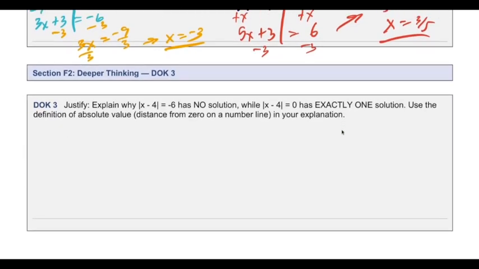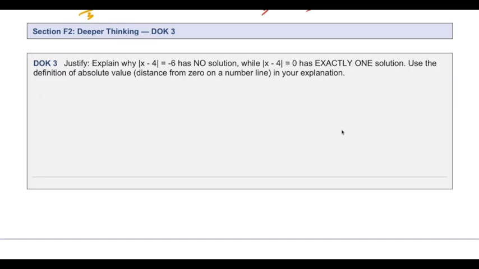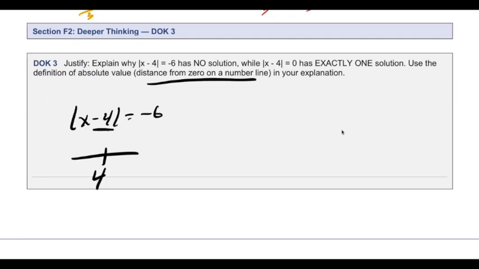One last one. Justify. Explain why the absolute value of x minus 4 is equal to negative 6 has no solution, while the absolute value of x minus 4 equals 0 has exactly one solution. Use the definition of absolute value. Again, absolute value is the distance on the number line. This is like our target value, so 4. So this is saying you're negative 6 away from 4, and that makes no sense. How could it be a negative number? Again, it's distance. Negatives have no context in this sense.